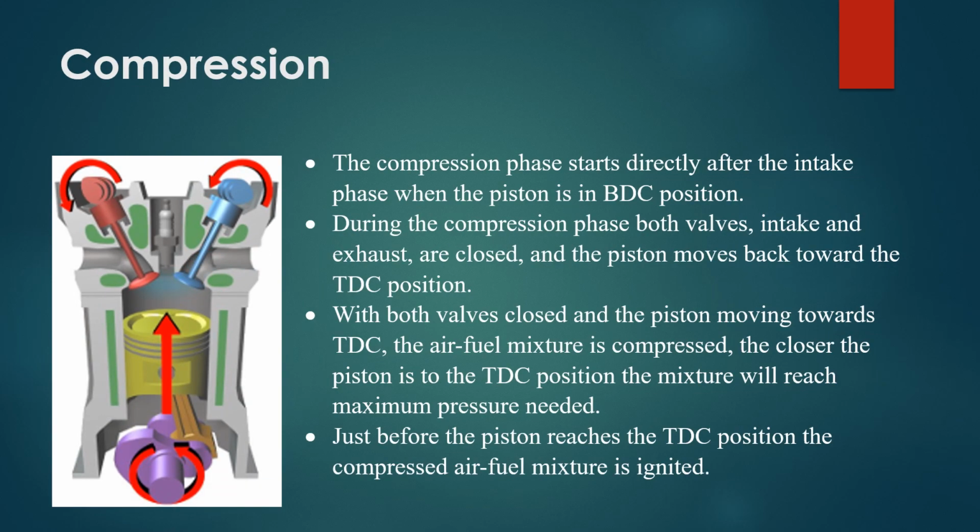The second phase of an internal combustion engine is the compression phase. The compression phase starts with the piston in the BDC position and both intake and exhaust valves closed. The piston moves upwards towards the TDC position. Since both valves are closed, the air-fuel mixture that was introduced during the intake phase gets condensed and pressurized as the piston gets closer to the TDC position. Just before the piston gets to the TDC position, the condensed air-fuel mixture is ignited.